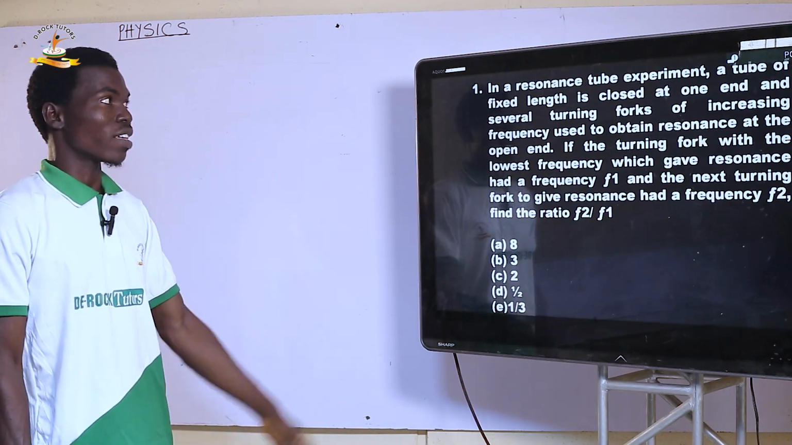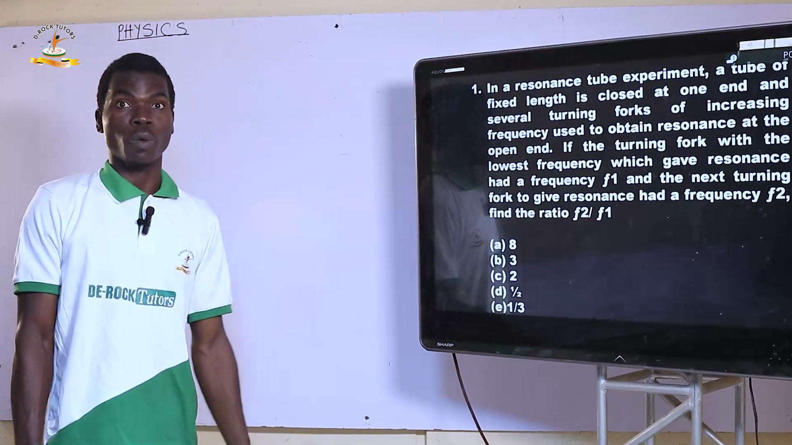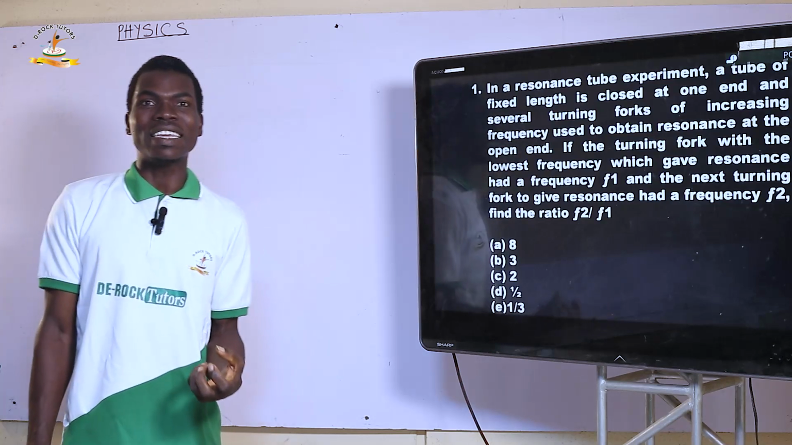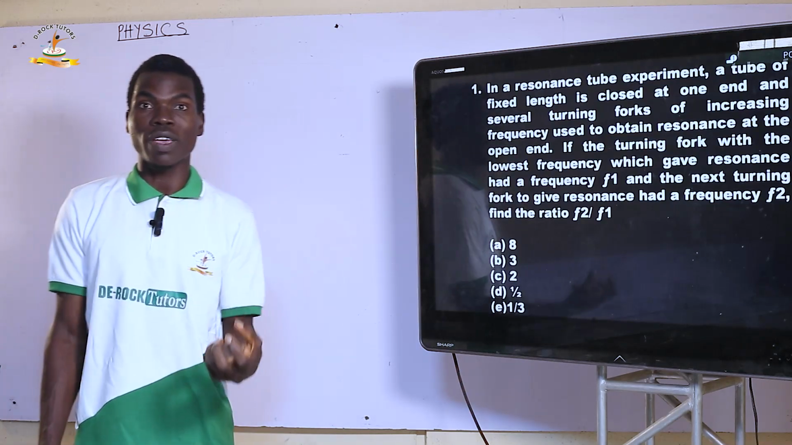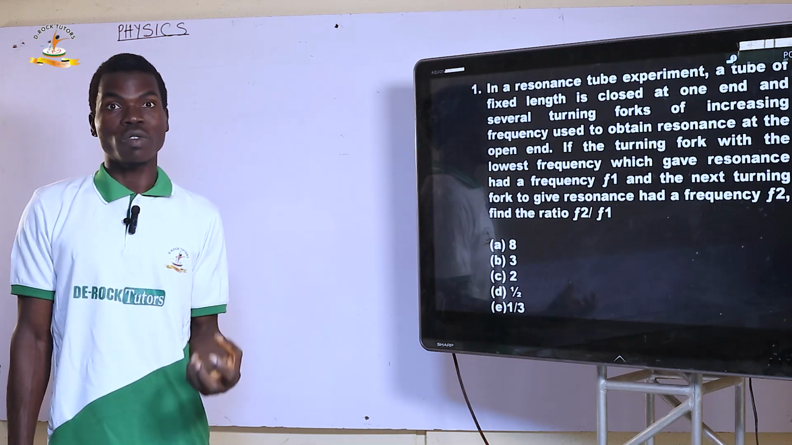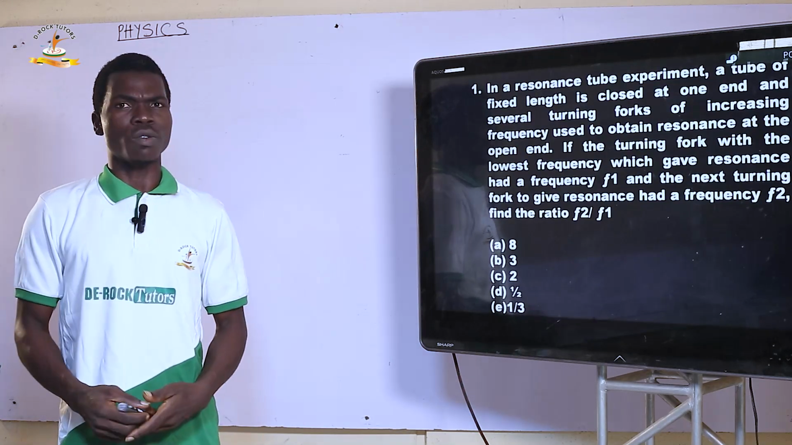And we have to ask ourselves the question, what do we use a resonance tube experiment for? We use a resonance tube experiment to get the resonant frequency of a tuning fork, or that of a sonometer. So let's see how it goes.